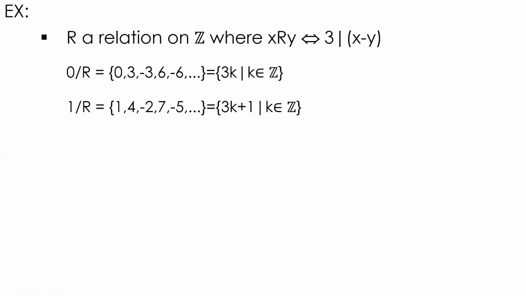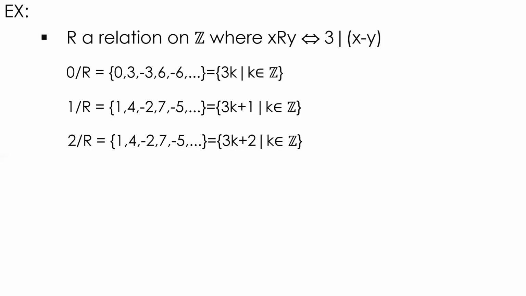So let's look at 1 mod R. So I've got 1 in there. If I add 3, I have 4 and negative 2. Then I have 7 and negative 5. So basically it's 3k plus 1. It's everything that when you divide by 3, you get a remainder of 1, because when you subtract the 1, the remainders go away and you're left with a multiple of 3. And the last equivalence class is 2 mod R. That's anything of the form 3k plus 2.